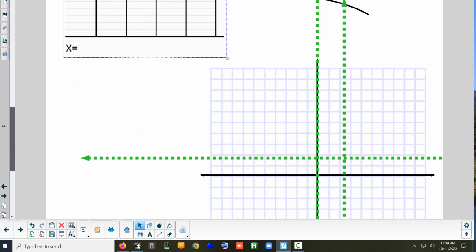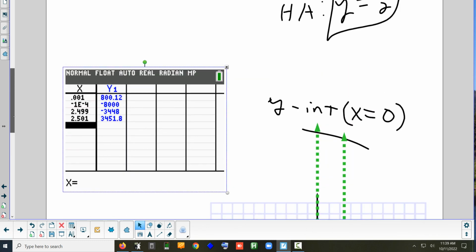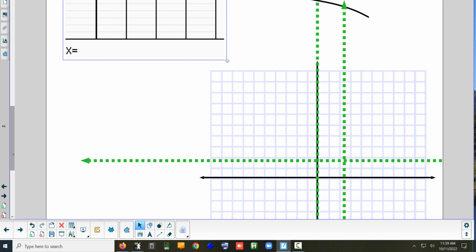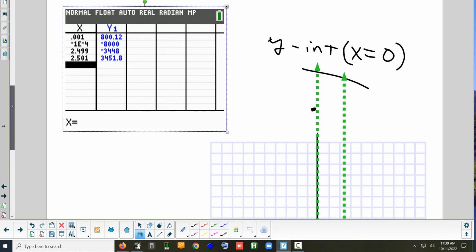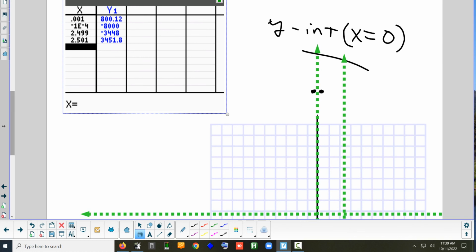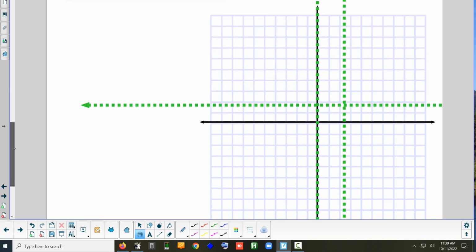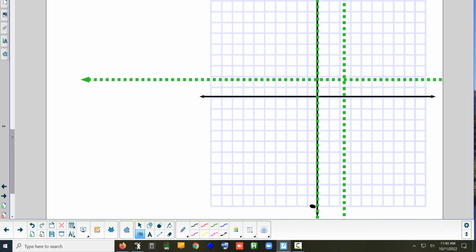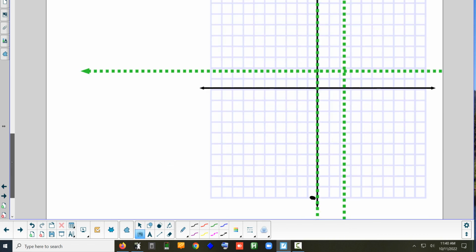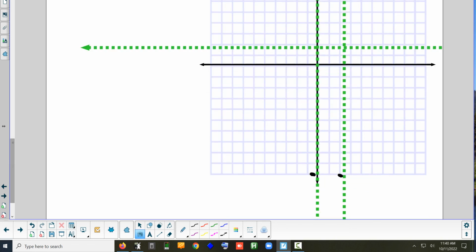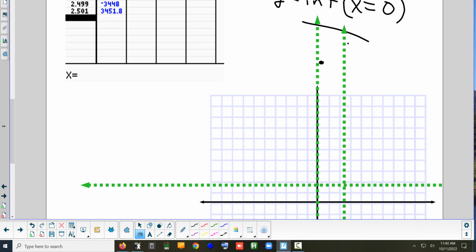All right, so just to the left of 0 we're going to be way up. To the right of 0, we're way up. To the left of 0, we are way down. To the left of 2.5, way down. To the right of 2.5, way up.